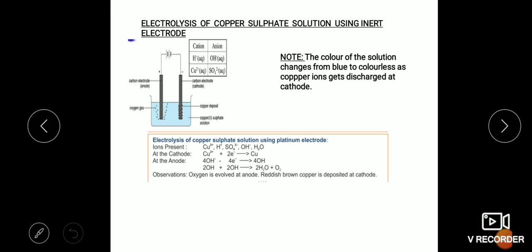The electrodes which we are using in this particular electrolysis is platinum strips. They are used as cathode and anode. The electrolytic cell is made up of glass. A current of 3 amperes is applied.